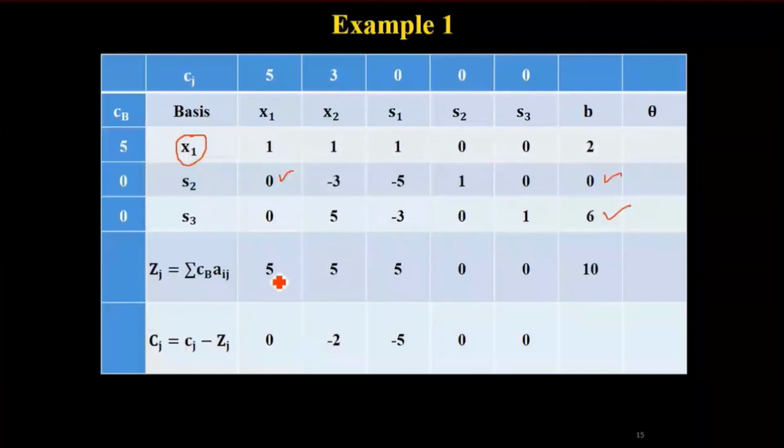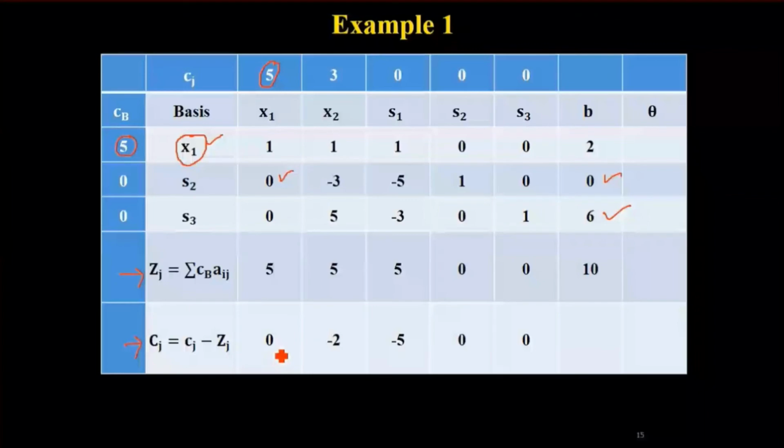After getting this, the next thing we have to see is the Zj value. All the Zj values we are getting are 5, 5, 5, 0, 0, 10. Next you have to calculate capital Cj. Capital Cj will be small cj minus Zj. Here you can notice that once the basis variable is replaced, x1 is coming as a new variable. That's why the coefficient of x1 in the objective function is 5, and the 5 will be replaced in place of 0 in the CB column.